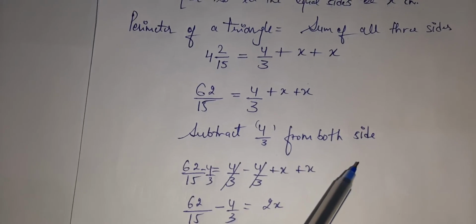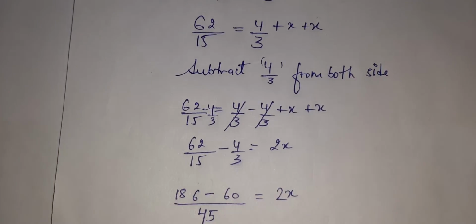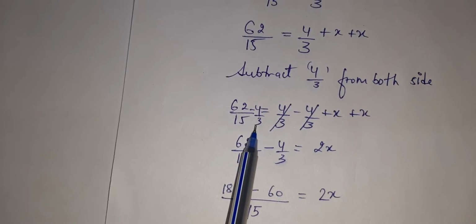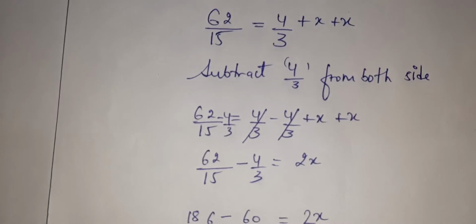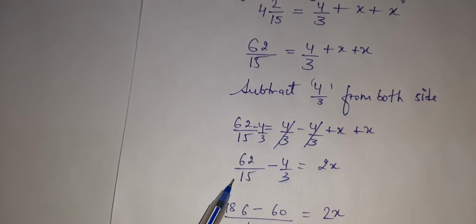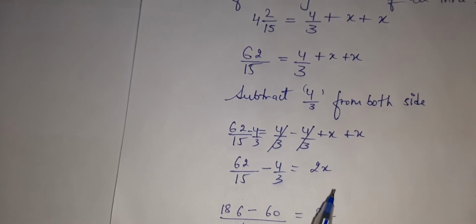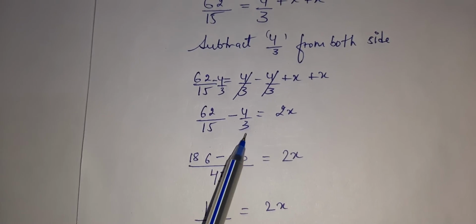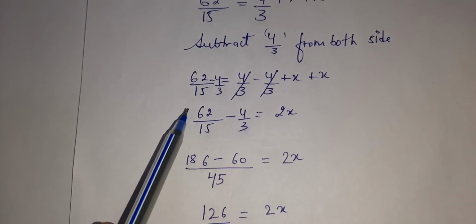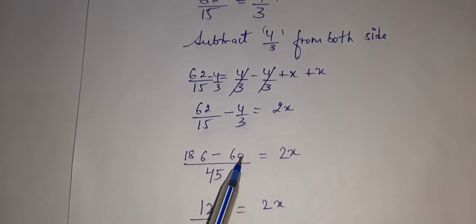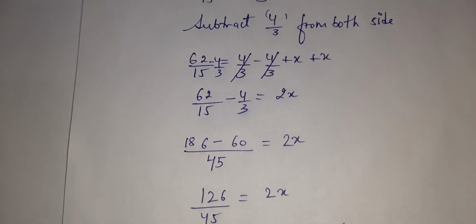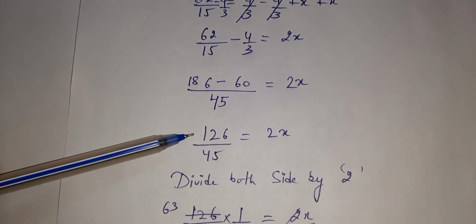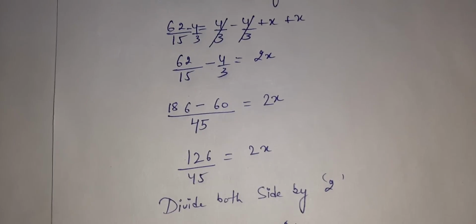Now subtract 4 by 3 from both sides. Again I am using the first method. Remember, subtract 4 by 3 from both the sides, from this side also and from this side also. This is cancelled out. This is cancelled out. 62 upon 15 minus 4 by 3 is equal to x plus x, 2x. Remember the same method. 15 3s are 45. Cross multiply. 3 into 62, 186. 15 into 4, 60. The easiest way to solve any LCM, don't worry about that. You will get the right answer. 186 minus 60 comes out to be 126. The 2x will remain as it is.